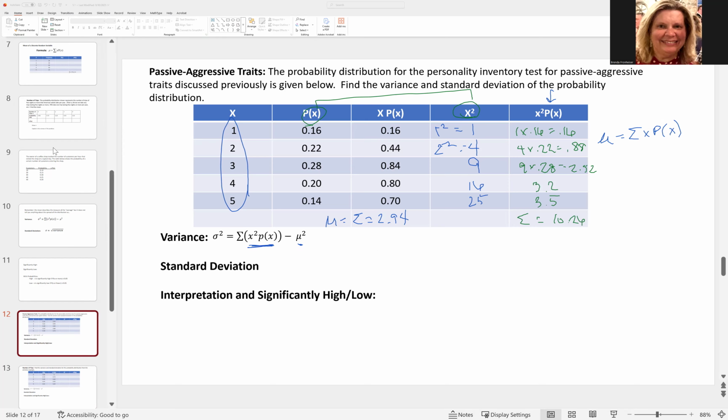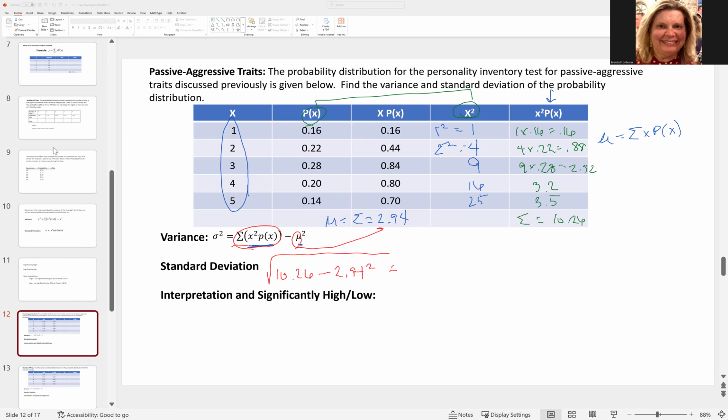All right, now I'm going to come down to my standard deviation. So my standard deviation is going to be the square root of the sum of the x squared p of x, which is 10.26, minus the mean squared.